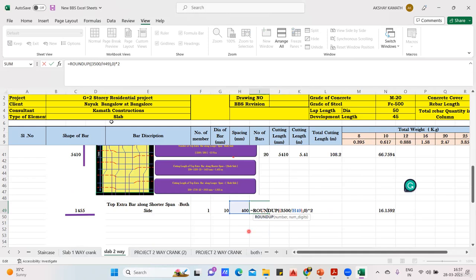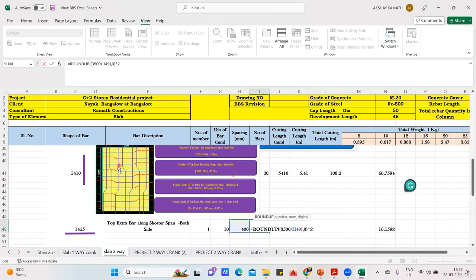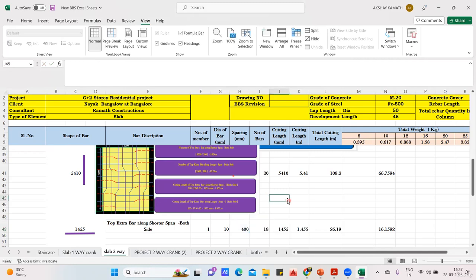Always remember, since it's a two-way slab, you'll not take 7000 divided by 4. This top extra bar will be put only in the L by 2 portion. So it is 3500, that is 7000 divided by 2, which is L by 2. 3500 divided by 400, you do that. Then close the bracket and multiply it by 2. One thing I forgot to tell you.